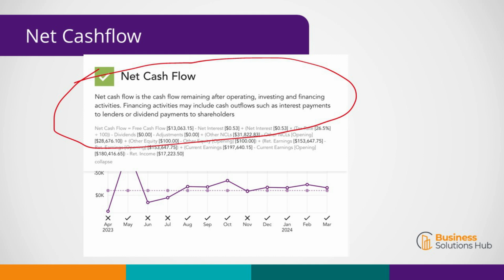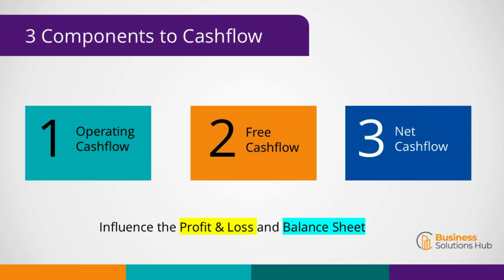So lots of components go into it. And in summary, the first one is your operating cash flow impact, then your investing cash flow impact, and then financing activities that come after that as well.